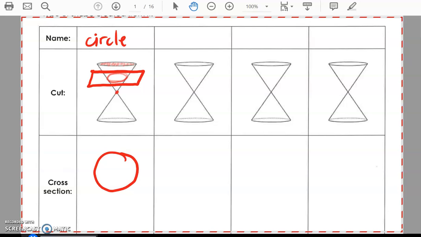The next shape is when the cross section is not parallel to the base. It's going to be at an angle. So imagine we're slicing this way, and your cross section would look kind of like an oval. It's not going to be exactly the same shape as your base. It's going to be a little bit slanted, and that creates an oval. But we have a name for this. This is called an ellipse.